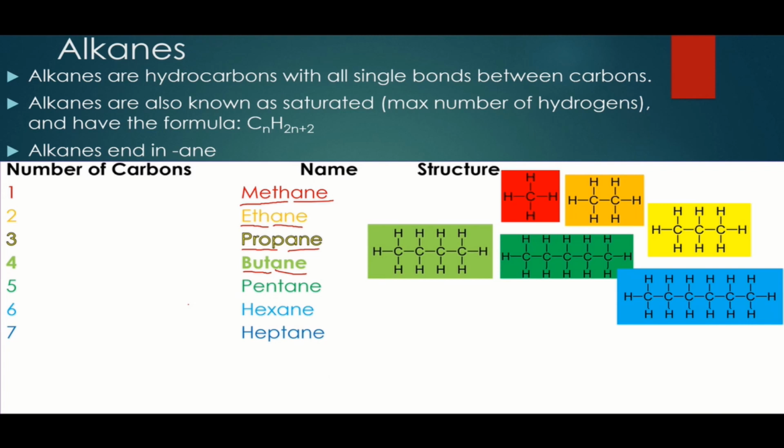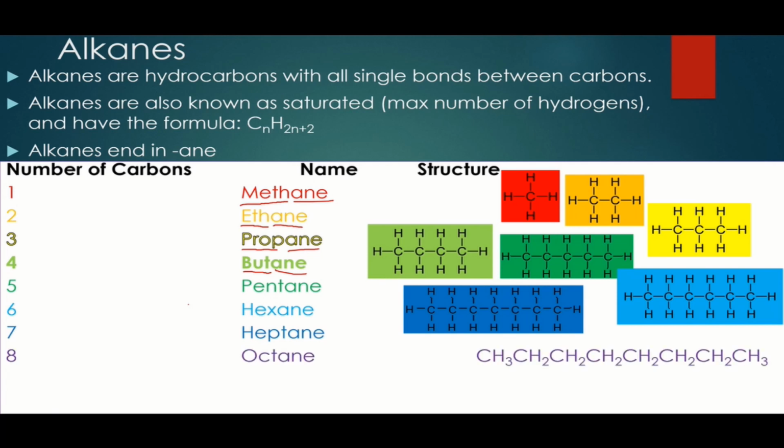The prefix for 7 was hept. Ane at the end tells us they're all single bonds. So there's our 7 carbon chain. Fill it up with hydrogens. There is heptane. Octane. I kind of ran out of room, but it also provides me a way to show you what's called the condensed structure. Generally, I don't want you drawing this. I want you drawing your structure and showing me all the bonds. But you might sometimes see the condensed structure written on a test question or homework question.